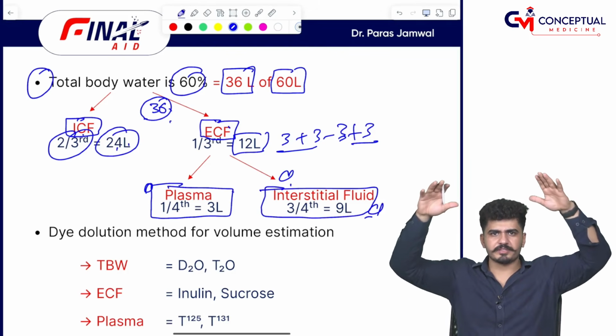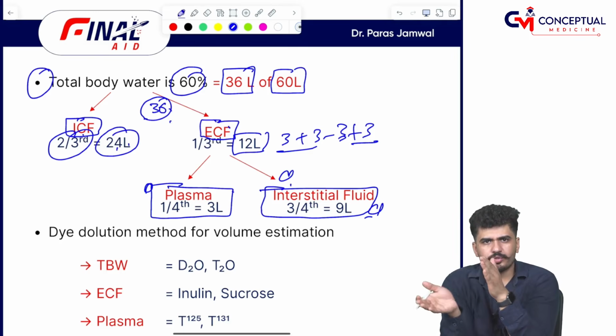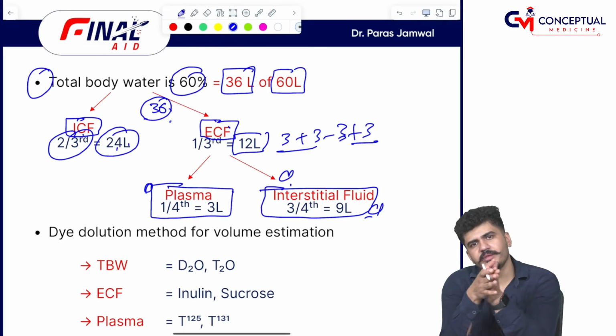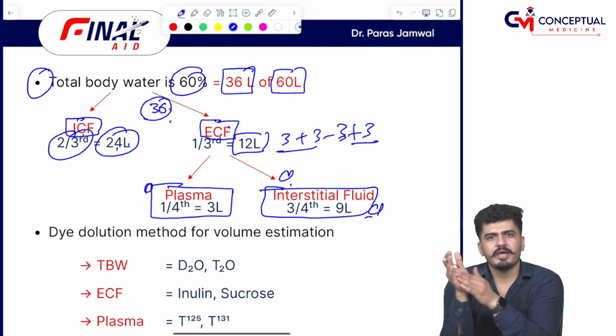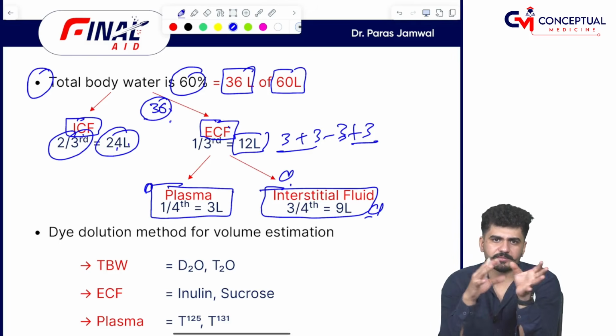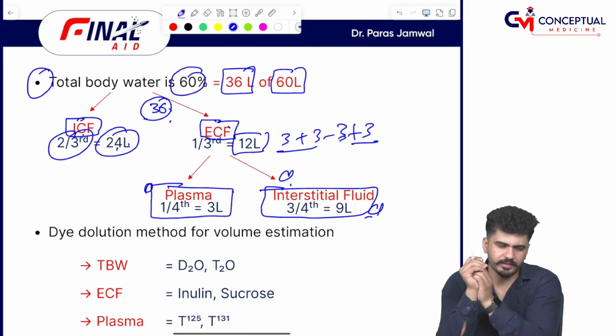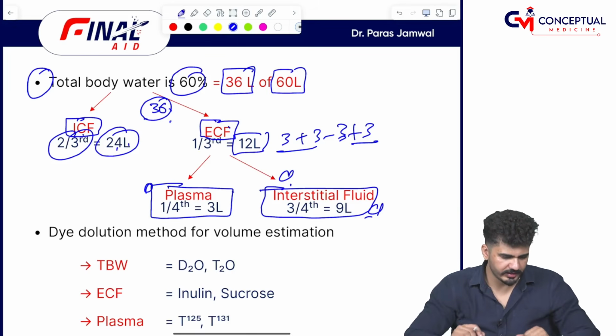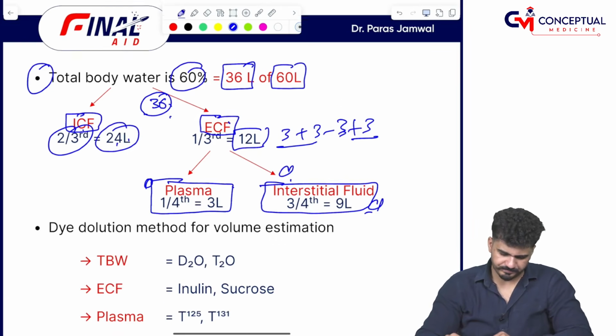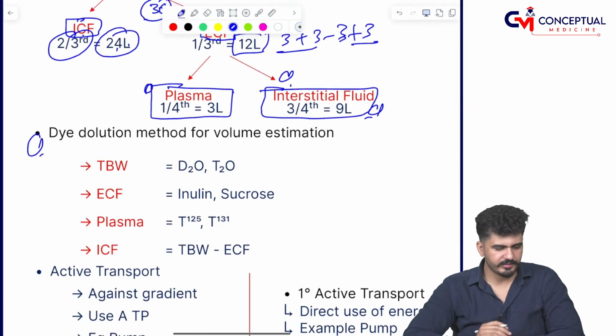ICF, ECF. First of all, if we take 36, 2/3 goes to the ICF, अंदर का आदमी, and 1/3 goes to the ECF. Then ECF is divided into 2, plasma and interstitial fluid. Plasma is getting 1/4, interstitial fluid is getting 3/4. Done. ठीक है, चलिए.